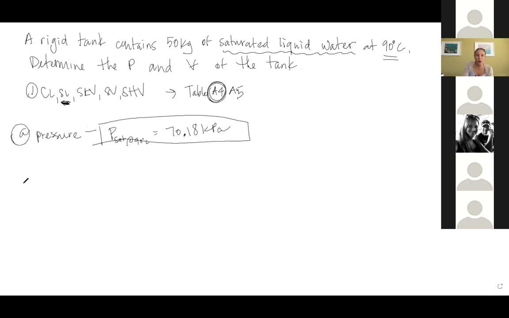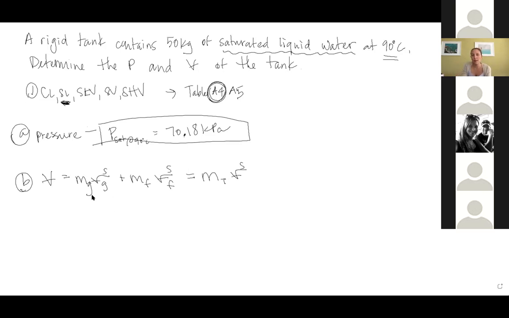Then for part two, part B, whatever you want to call it, you don't even have to label it. We're looking at the total volume of the tank. So we know total volume is going to be equal to either the mass of our vapor times the specific volume of our vapor plus the mass of our liquid times the specific volume of our liquid, or it's going to be equal to our mass total times the specific volume of our whole system.